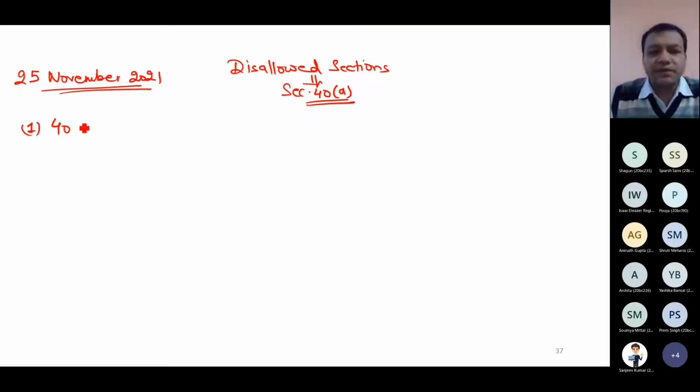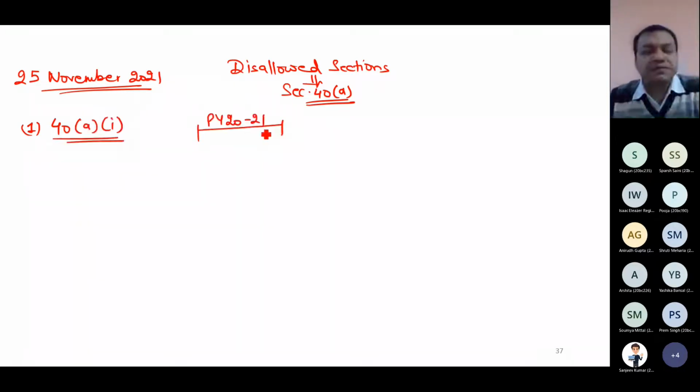Suppose this is my previous year, 2021. Then it simply says that the payments which are subject to TDS and where they are paid: if outside India, then whether resident or non-resident doesn't matter. If in India, then that person should be either a foreign company or any non-resident person other than an Indian company. So this is a little bit technical that you have to read.